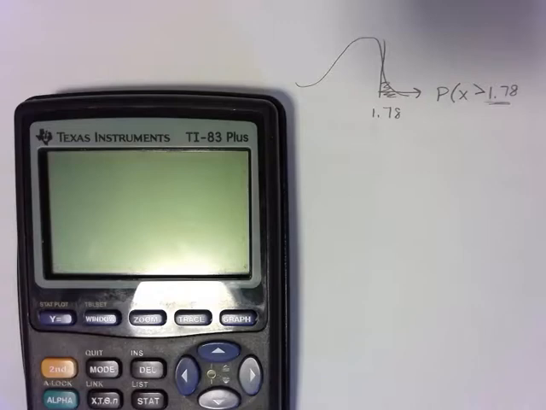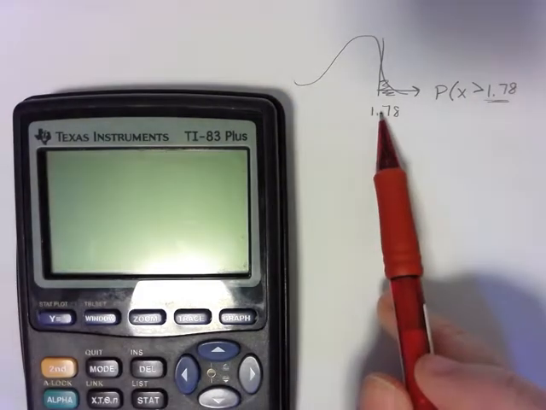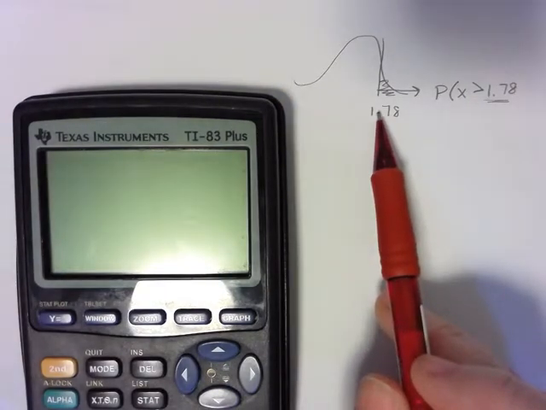Use your graphing calculator to solve probability problems, such as the ones in Chapter 5. So I am going to start with example 9 from Chapter 5. Example 9 starts off with, we want to find the area to the right of z equals 1.78.